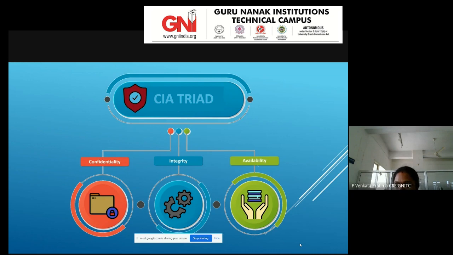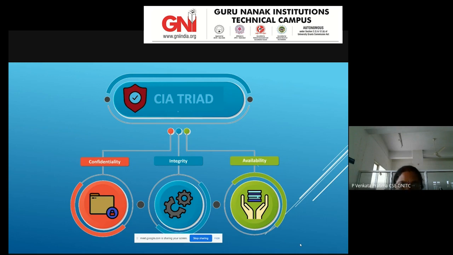All the real-time applications that we are developing, or which we already have, are built by considering these three principles only. They have developed all their policies and all their security features based on them. Already present policies are also designed based on these three principles only.